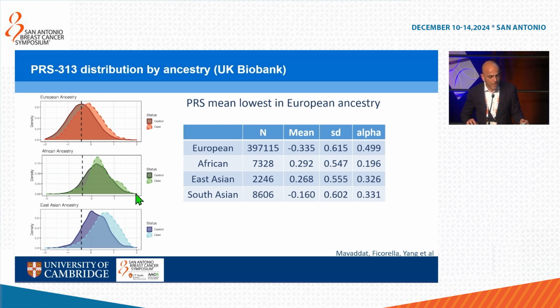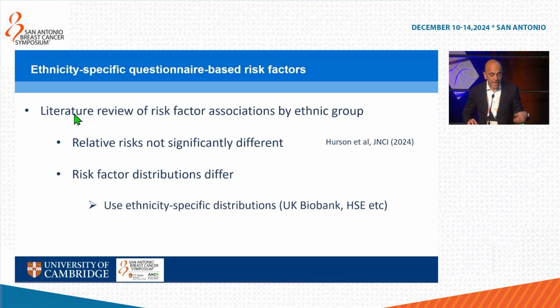ancestries. These are data from UK Biobank, where, as you can see, the PRS mean is lowest among European ancestry women. And of course, this is used in the process of calculating the polygenic score input parameters. And I should say here that, as alternative polygenic scores are developed, which are ethnicity specific and/or multi-ancestry polygenic scores, this can easily be included in the models.